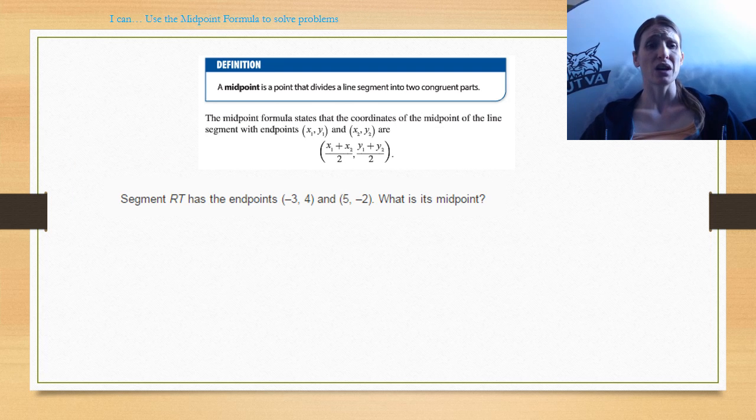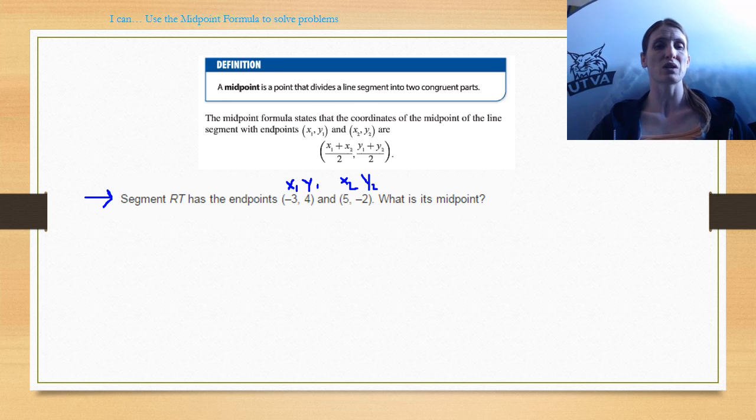So an example of the midpoint formula. I put that up there again for you, but basically right here is what we're trying to find. It says segment RT has endpoints -3, 4 and 5, -2. What is its midpoint? I'm simply going to first name these as x1 and y1 because I want to know what I need to plug into that formula. And then x2 and y2. And as I do this, I'm just going to go ahead and show you the work down here.